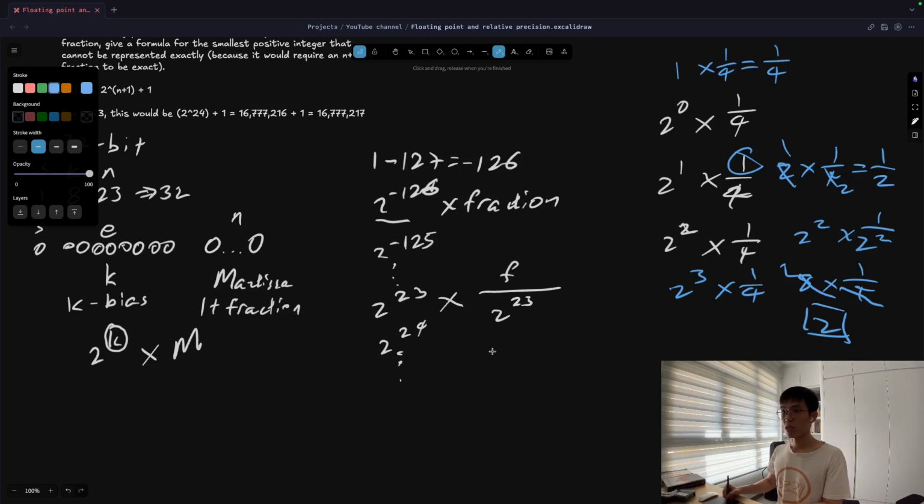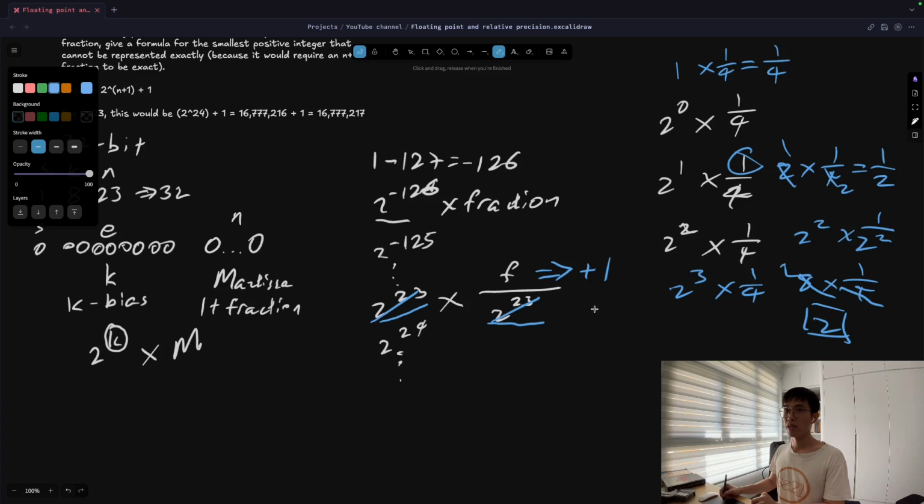So it works the same for our 32-bit floating point number over here, whereby at 2 to the 23, every increment in the fraction, because these two numbers essentially cancel out, is an increment of 1.